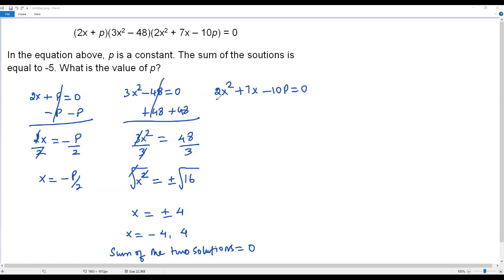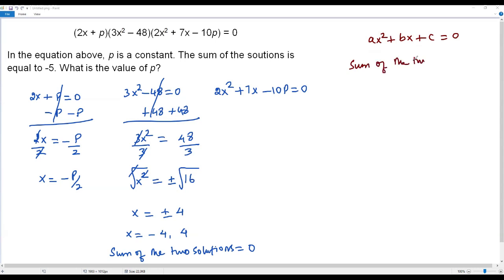Actually, it's a bit difficult to solve this quadratic equation because it contains the unknown constant p. So what we can do is find the sum of the 2 solutions of this quadratic equation. How is it possible? There is a concept: whenever we have a quadratic equation in standard form, that is ax square positive bx positive c equals 0, then there is a formula to find the sum of the 2 solutions of this quadratic equation. Let me write the formula.